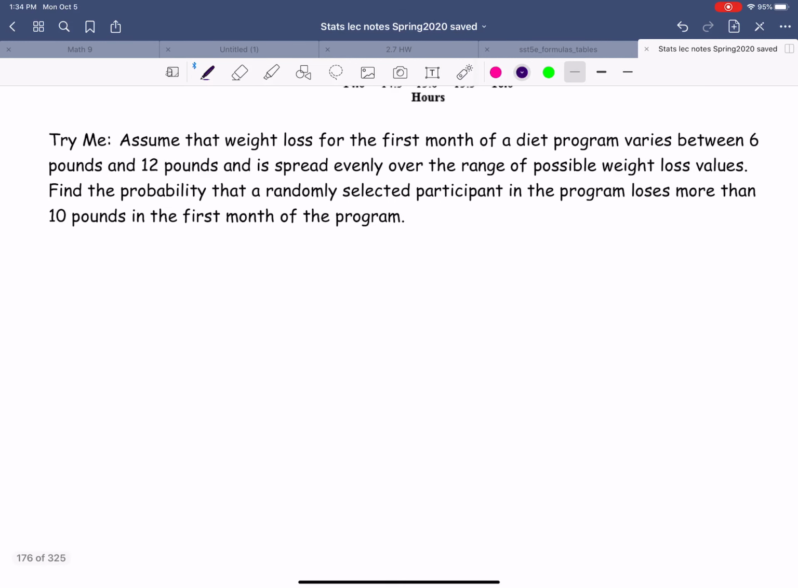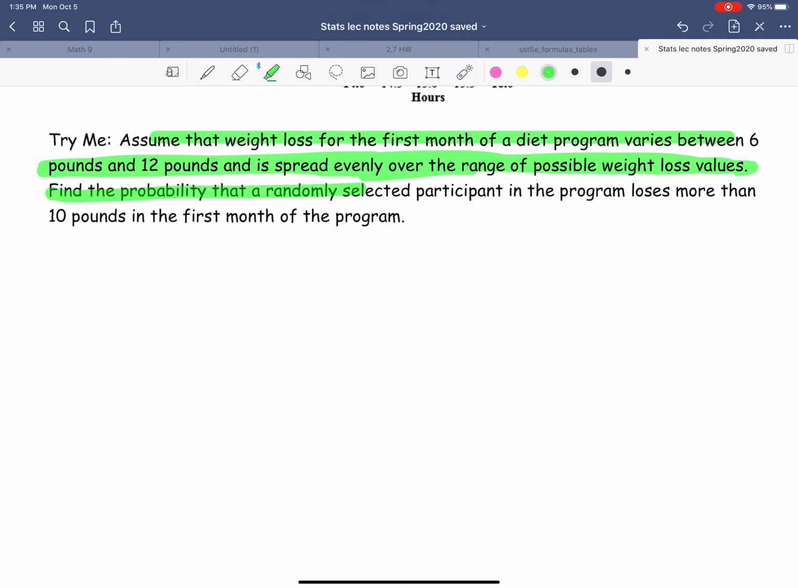Next problem, assume that the weight loss for the first month of a diet program varies between 6 pounds and 12 pounds, and is spread evenly over the range of possibilities, weight loss values. Find the probability that a randomly selected participant in the program loses more than 10 pounds in the first month of the program.